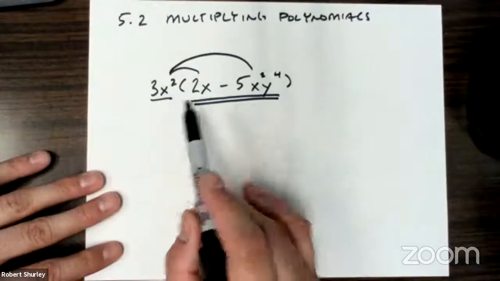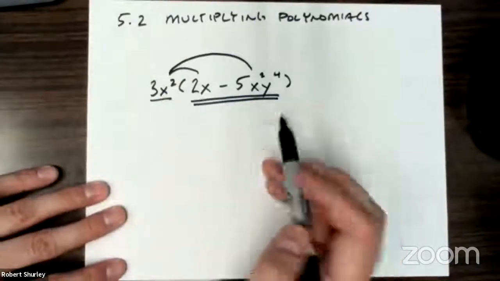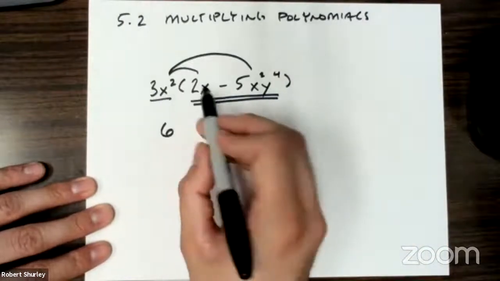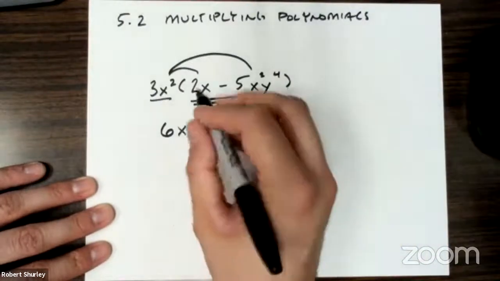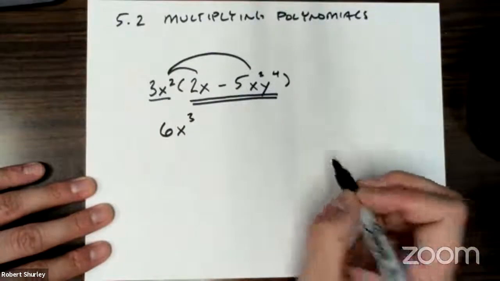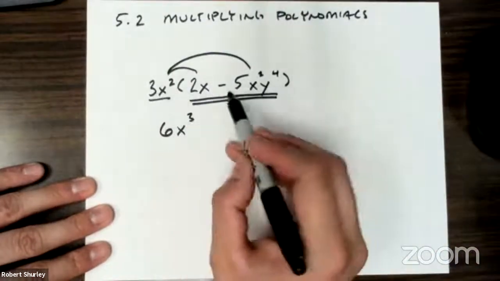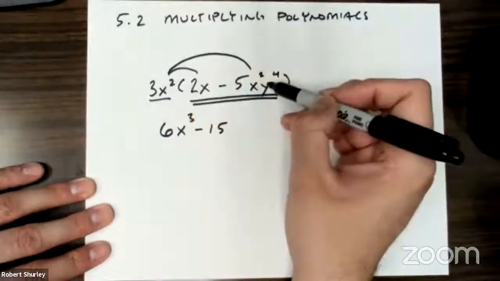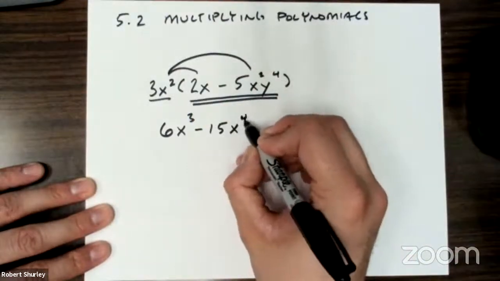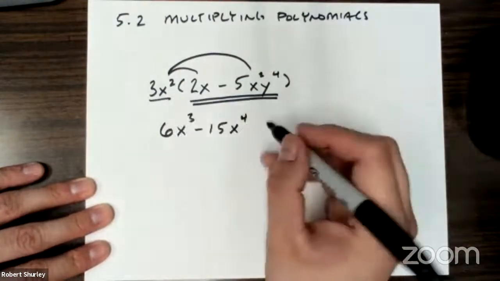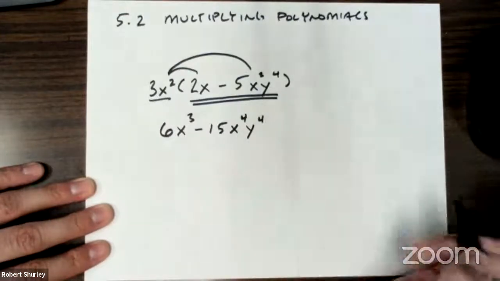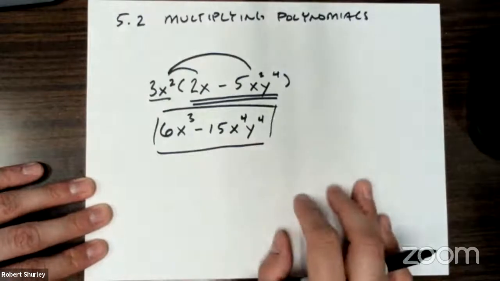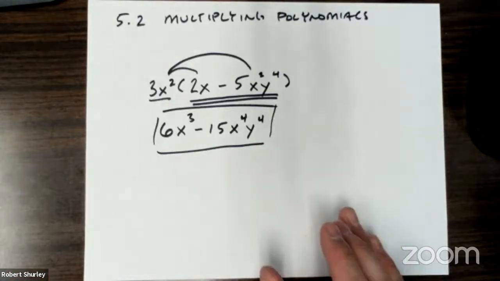Now, remember when you multiply these, this is old stuff, but 3x squared times 2x, you multiply the coefficients, 3 times 2, that's 6. X squared times x becomes x cubed, right? And then when I multiply the second one, 3 times negative 5, that's negative 15. And then x squared times x squared, that's x to the fourth. Now the y to the fourth has nothing to multiply by, so you just leave it there, no big deal.